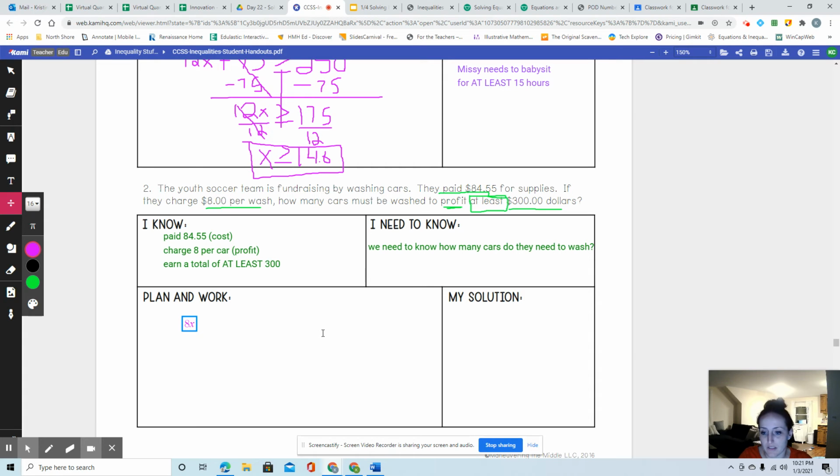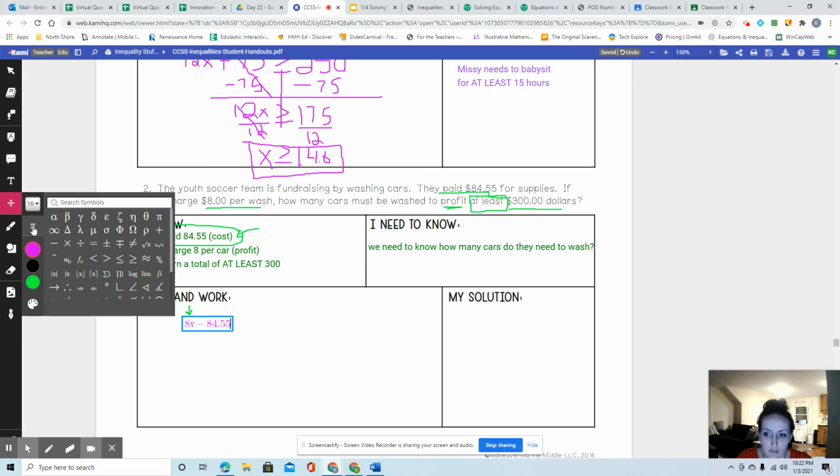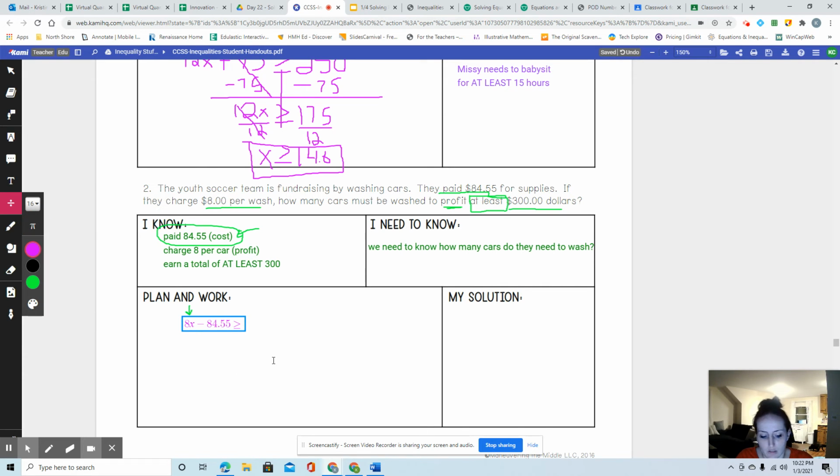Now, do you think that we'll have to add or subtract the $84.55? Hopefully, you know that if this is money you're making and that's money you spent, you would be subtracting that from your amount you made. So minus $84.55. And because we need to make at least, that means we need to be greater than or equal to, because we need the $300 or more. So we'll be greater than or equal to 300. Alrighty, you guys pause the video and I'll show the work in just a moment.